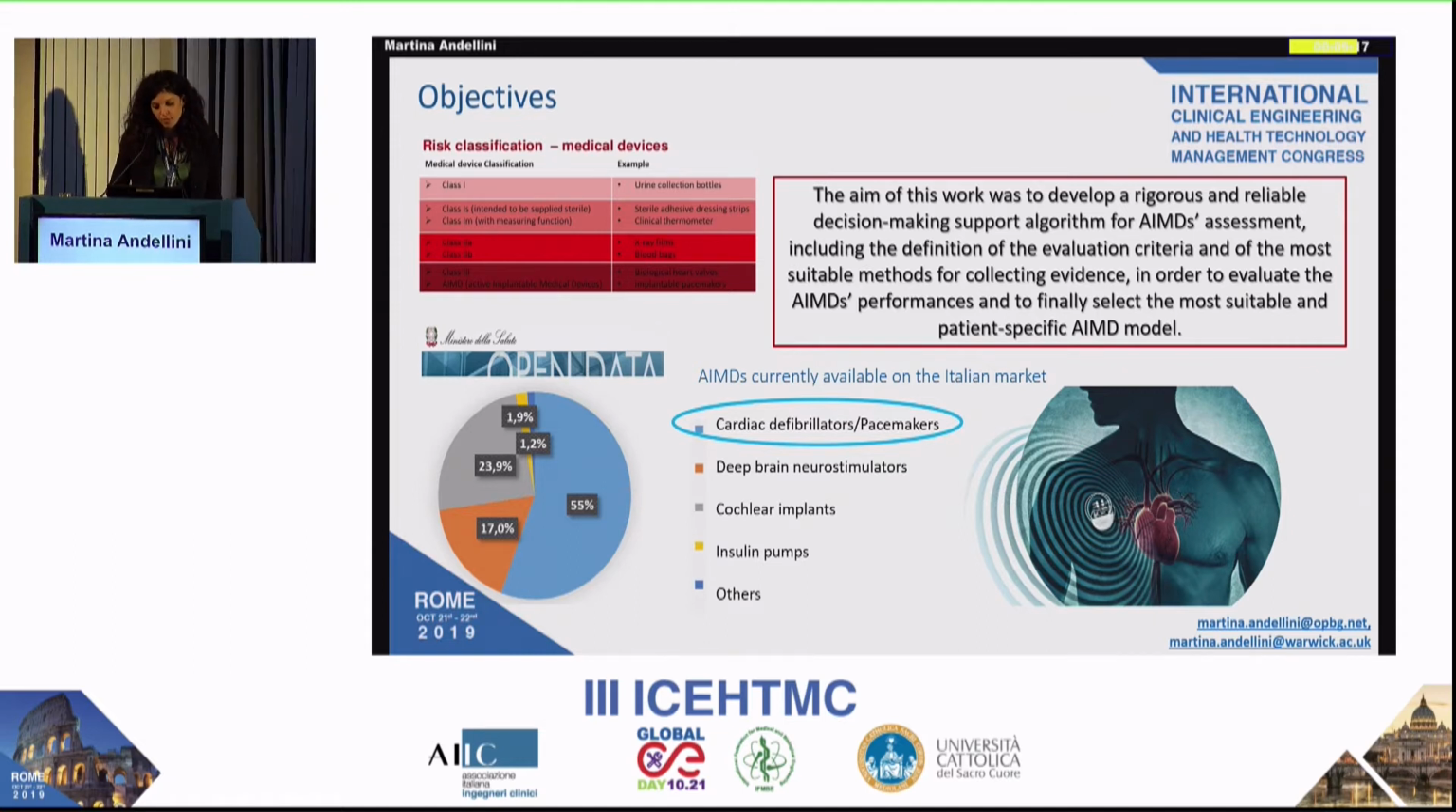So the aim of our work was to develop a rigorous and reliable decision-making support algorithm for the assessment of active implantable medical devices, including the definition of the evaluation criteria and of the method for collecting evidence in order to evaluate their performances and to select the most suitable patient-specific model.